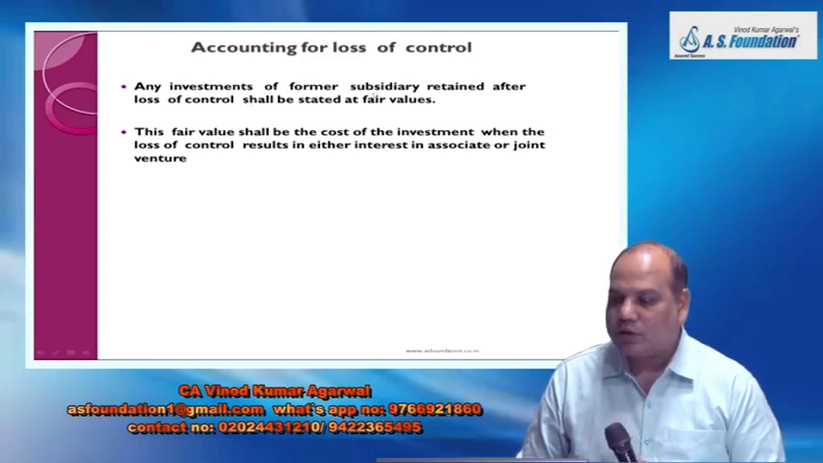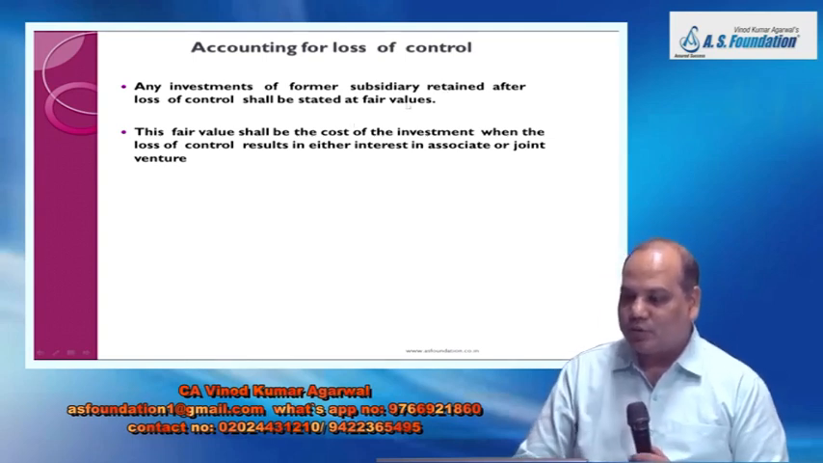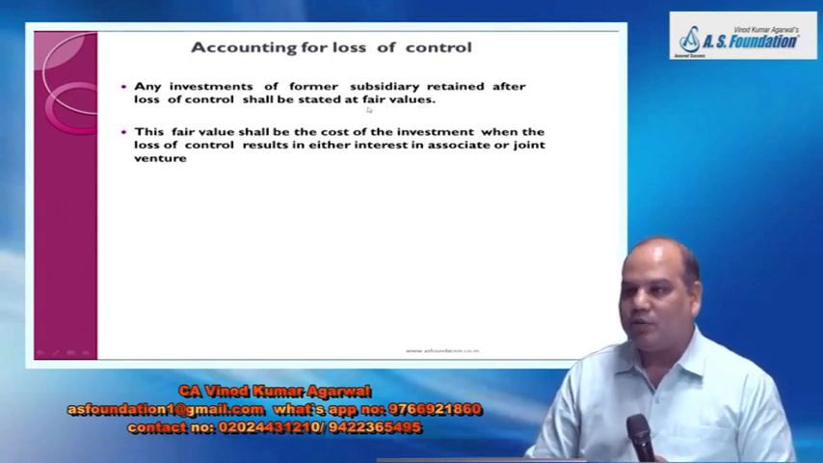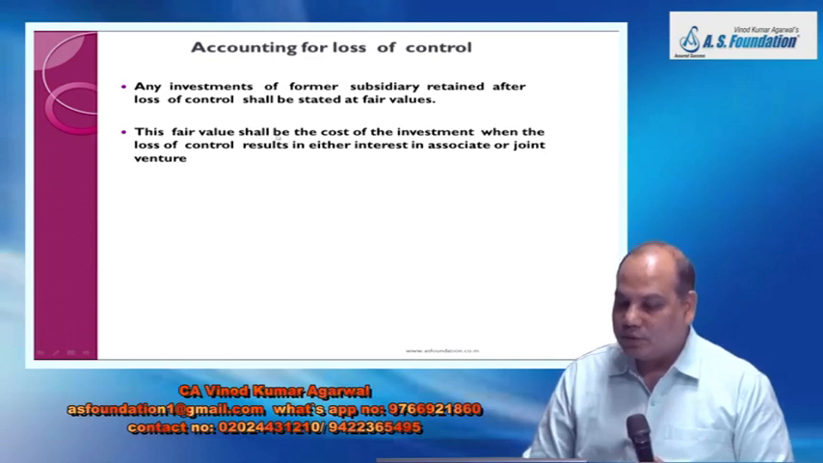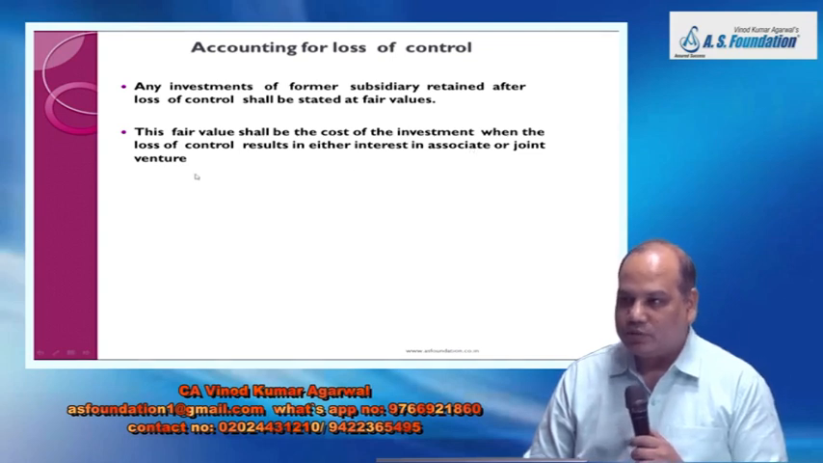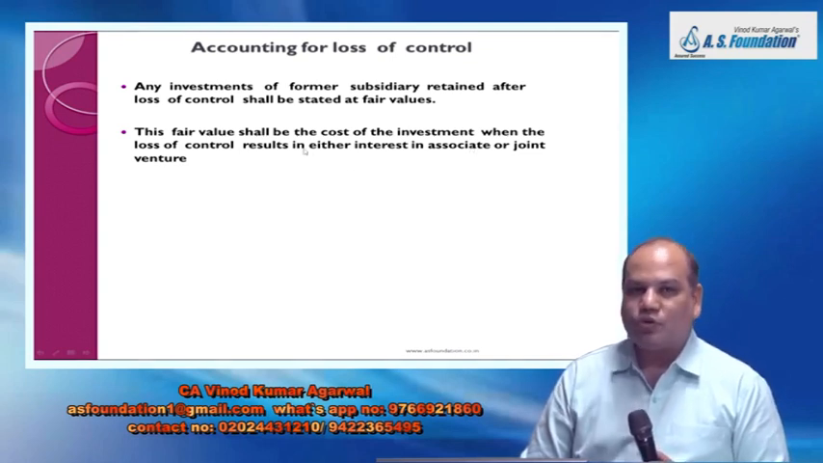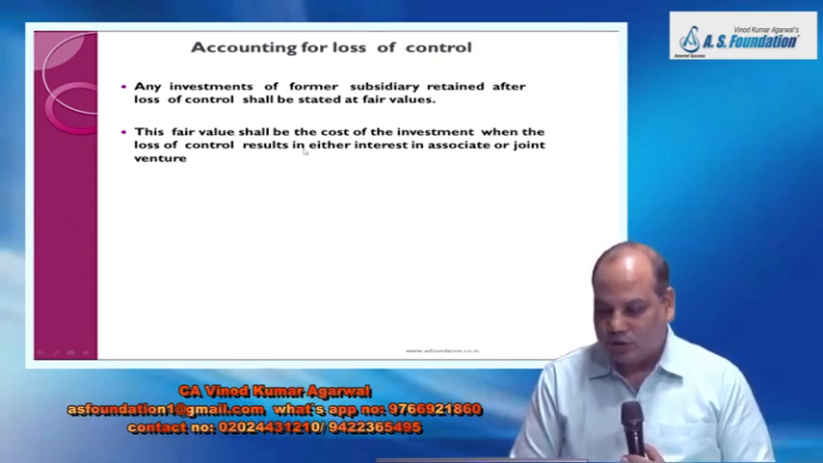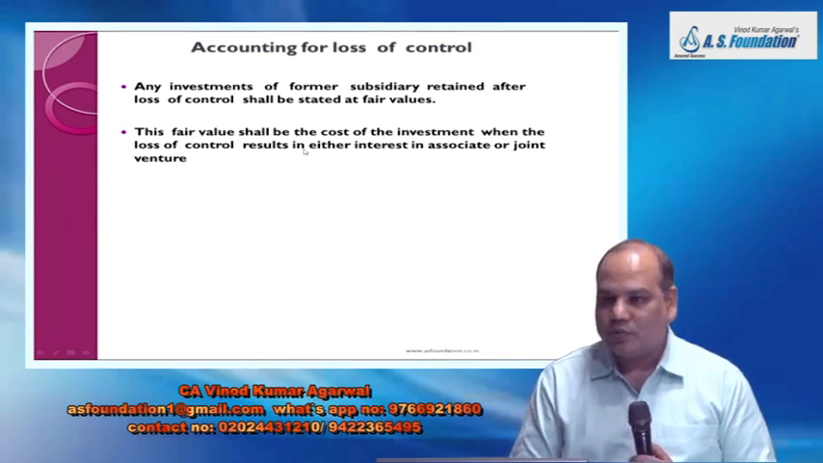Any investment of former subsidiary retained is possible. Out of 100 you sold 80%, 20% retained. Out of 70 you sold 40%, say 30% retained, shall be valued at fair value. The fair value will become the cost of investment from this date onwards, when the loss of control results in either interest in associate or joint venture. That fair value becomes cost for the purpose of further accounting under IAS 28. Okay, and then you'll apply IAS 28 from that day onwards.